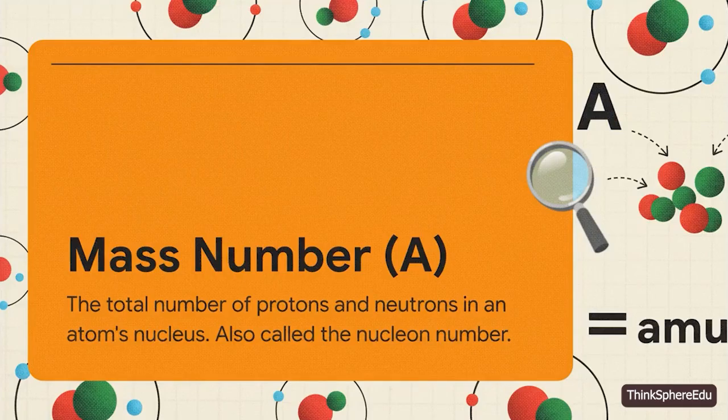The other key number is the mass number. This one's also pretty straightforward. You just add up the number of protons and neutrons. That's it. And remember how we said electrons have basically 0 mass? That's why we don't even bother counting them here. The mass number is pretty much the total mass of the entire atom.